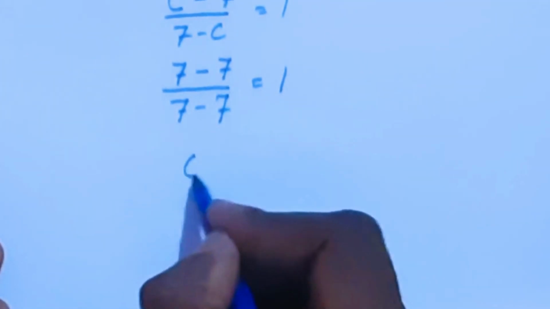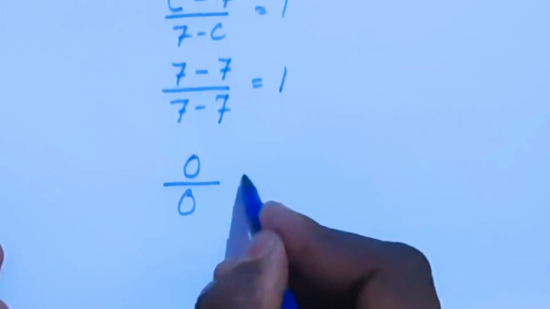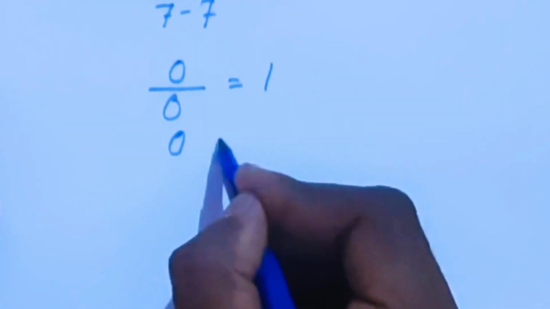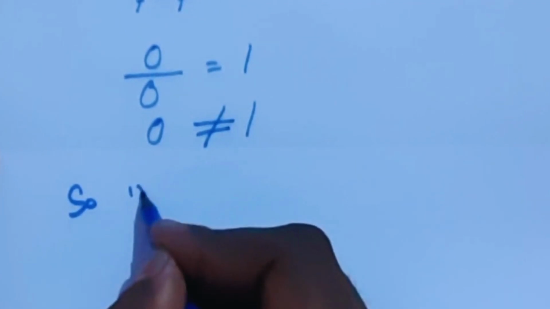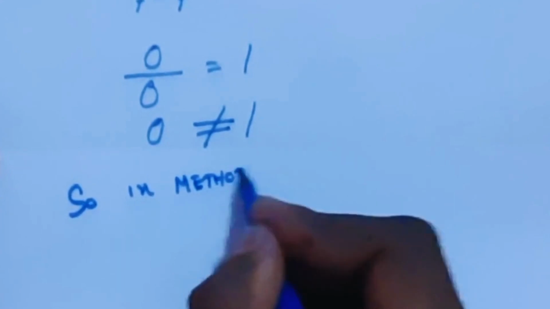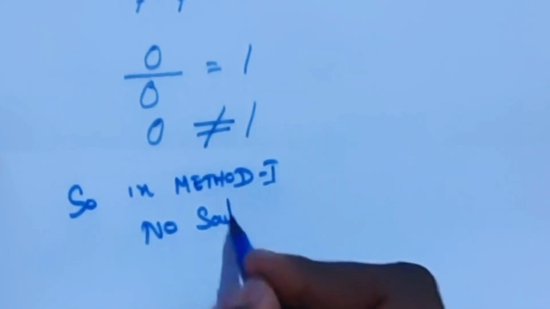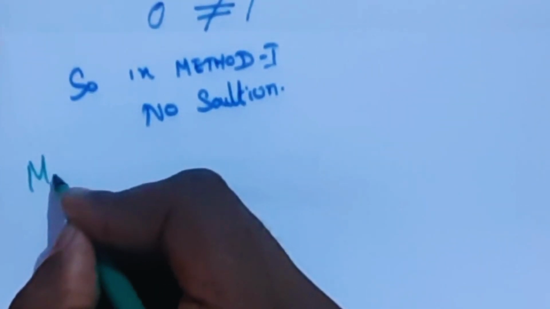Now 7 minus 7 is 0 and in the denominator, 7 minus 7 is 0, equal to 1. Now 0 is not equal to 1. In method 1, no solution.